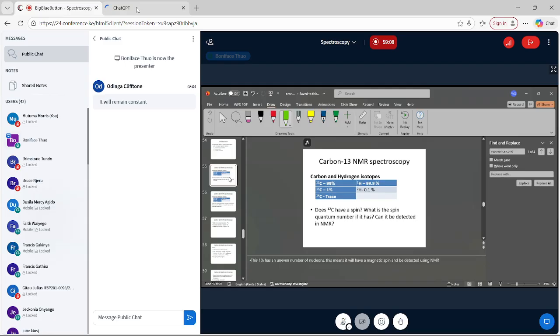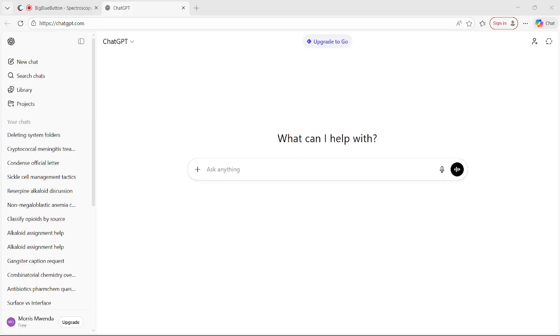All right. Then let's move to carbon-13 NMR spectroscopy, which we alluded to when we were introducing NMR, and the isotopes of carbon which are NMR active. Carbon-13 is going to be NMR active. The other two will not be active.